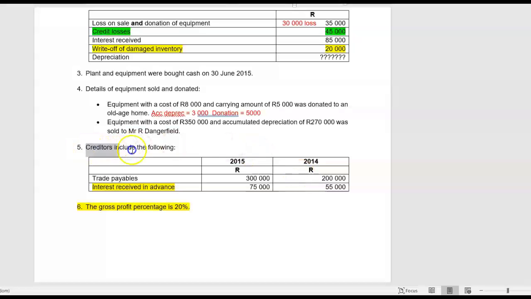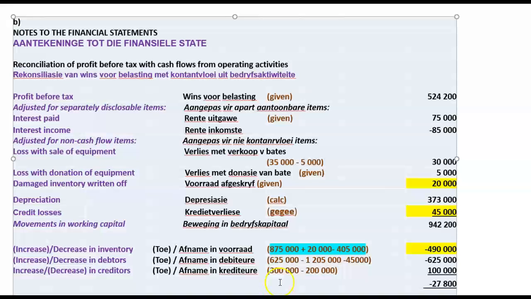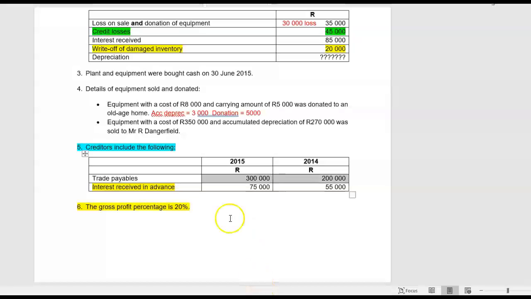But here they tell us in our additional information what the breakdown was for our creditors. They say that include trade payables, and clearly there was only an increase of 100,000 Rand in trade payables, and that is where that 100,000 and that 300 less 200 is coming from. The other amount there is interest received in advance. Now, we are going to work with that. You have to work with that when you're actually going to determine what was the actual amount in interest received. But we are not there yet.